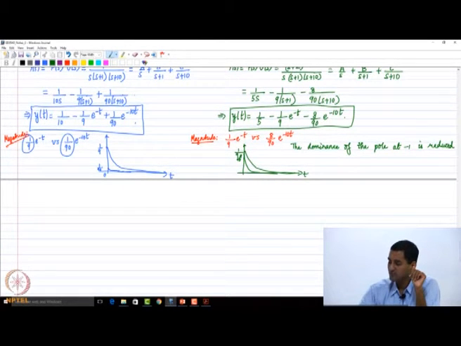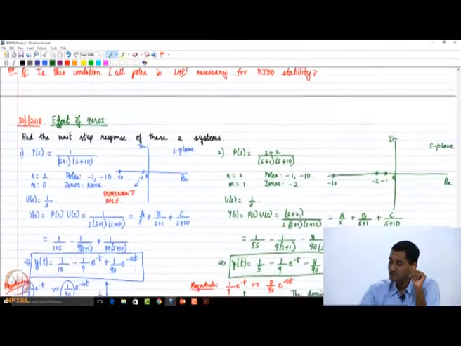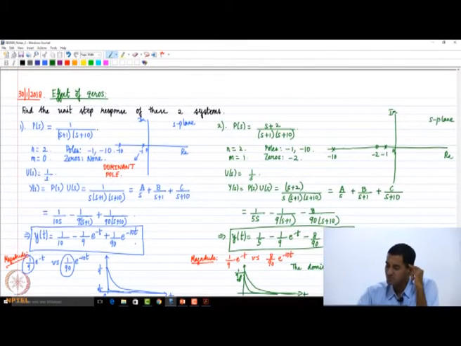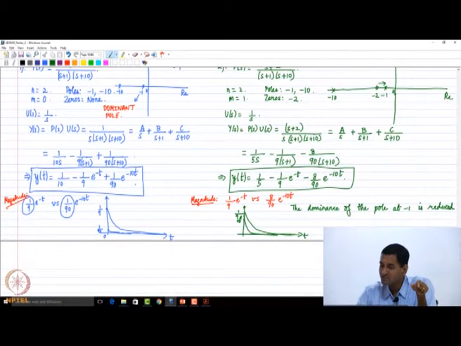Now, what happens is the following. As you keep on moving this 0 closer and closer to minus 1, the effect is going to be reversed. So what you raised, like when can the residue be higher, right? As you keep on going closer and closer to minus 1, the dominance of the pole at minus 1 will keep on reducing further and further. I leave it to you as homework.